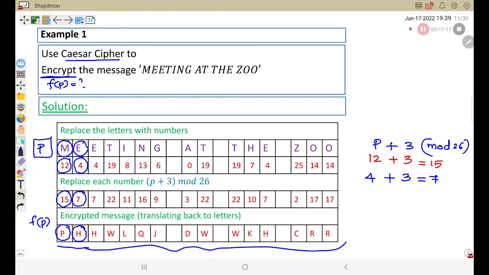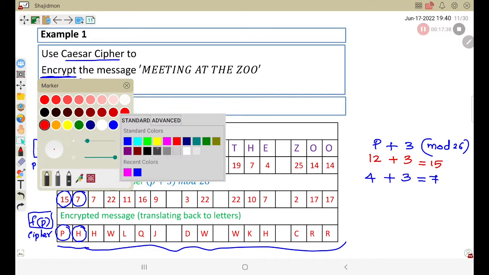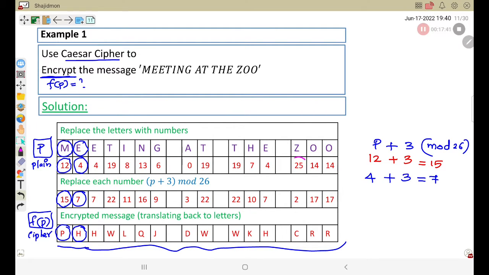So we have two parts, one is the P part, which means the plain text part, and f of p means the cipher text part. Here the question is the cipher text, which we need to evaluate. So f of p is what we discussed here. I hope you understood how to calculate this. Now for example, I will show one number for your understanding. Z means 25, correct? So how to transform that? 25 plus 3, that is equal to 28.